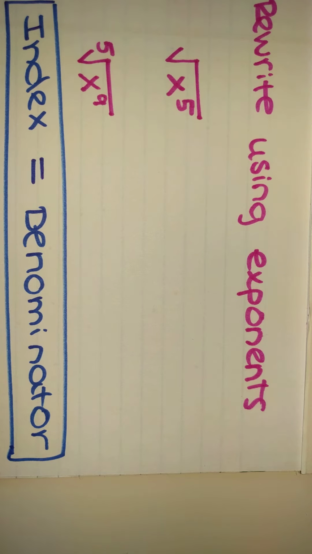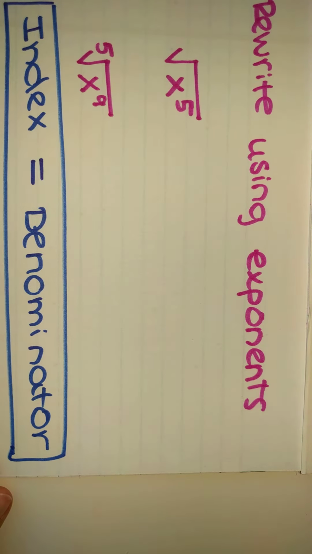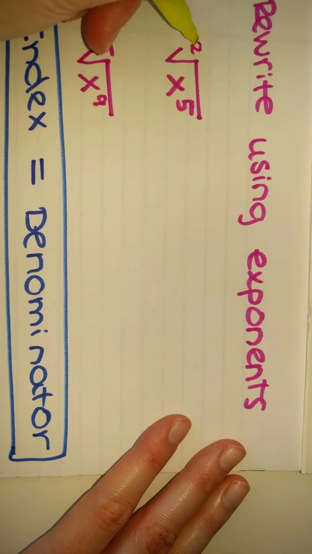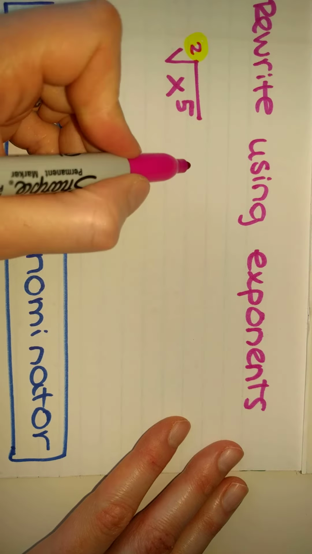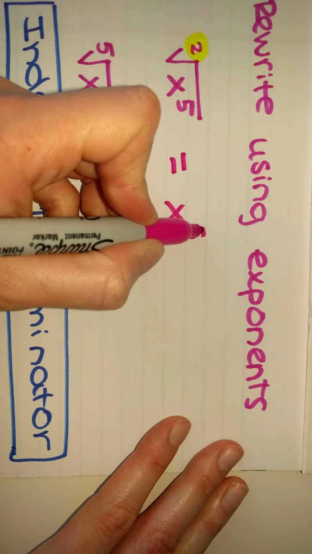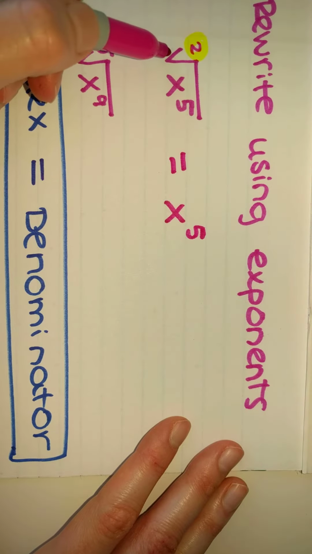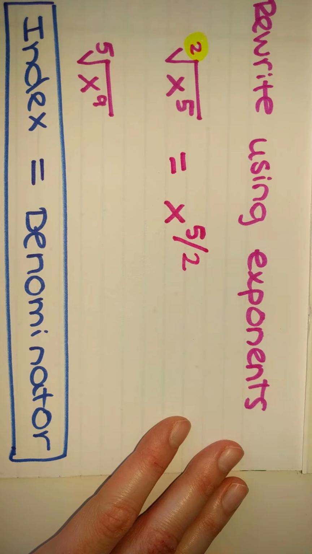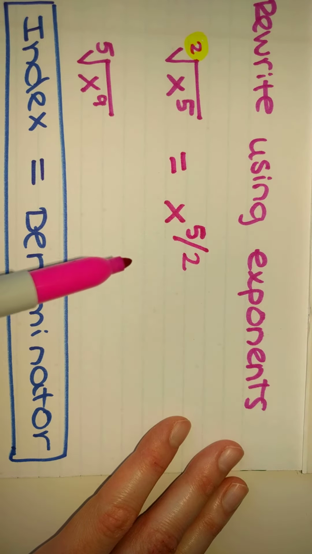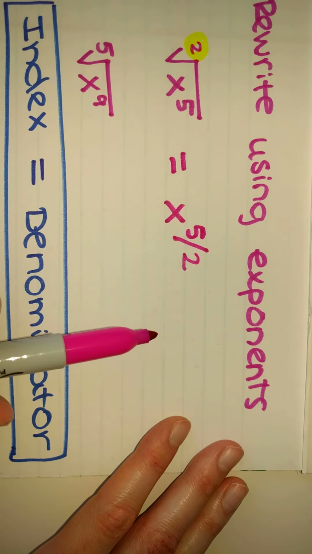When you look at, for example, the square root of x to the fifth, that has an understood index of 2. So I like to think about this as everything is going to stay the same except this index is going to become our denominator. So the only thing that changes is this little 2 is now going to become a denominator. So we will have x to the fifth, that's going to stay just as it is, but now all of this radical index is going to become a 2 in the denominator. So you would rewrite this as x to the fifth over 2.